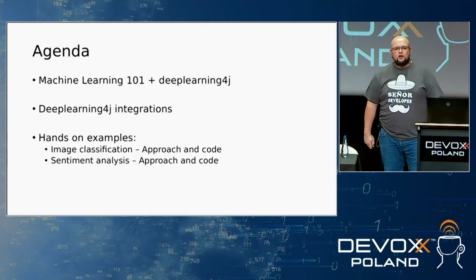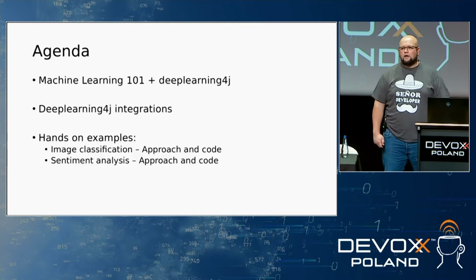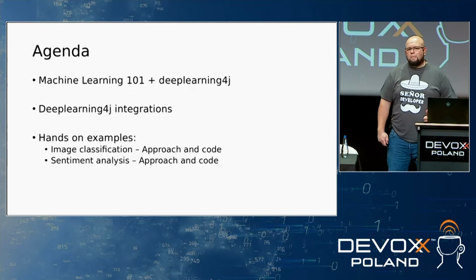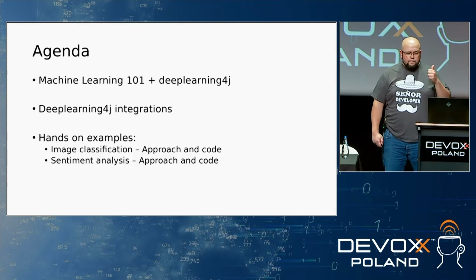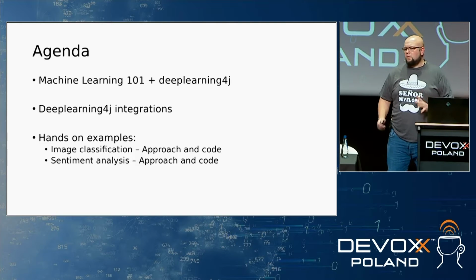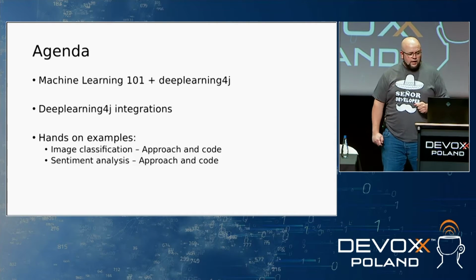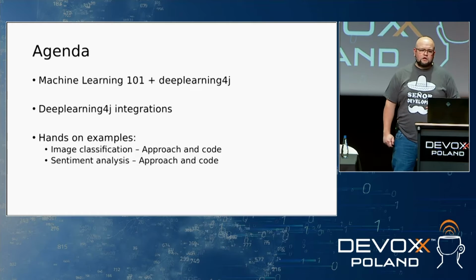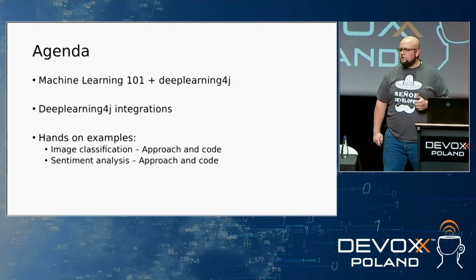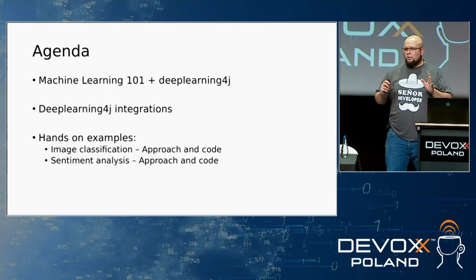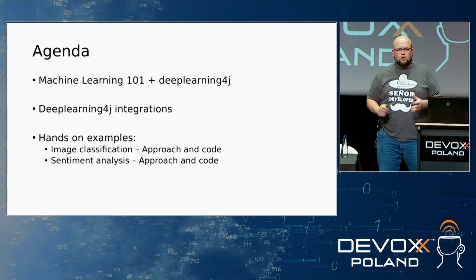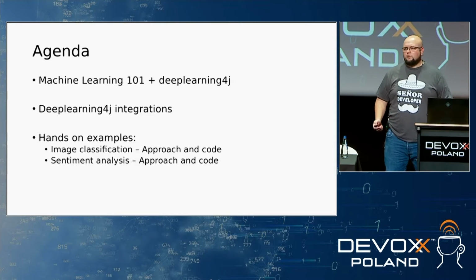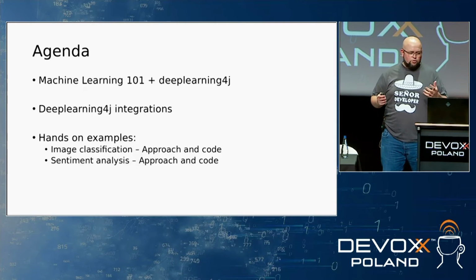So now let's come to the business. What are we going to look at today? The agenda is we're going to look at some basics of machine learning and what Deeplearning4j is. We're going to look at some of the integrations that Deeplearning4j provides, and we're going to have some hands-on examples, concretely talking about image classification and sentiment analysis. We're going to see the approach, how to solve this, and of course, the most important, most interesting thing, the code.